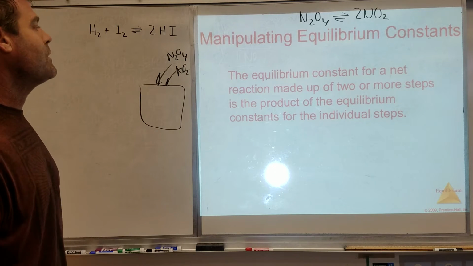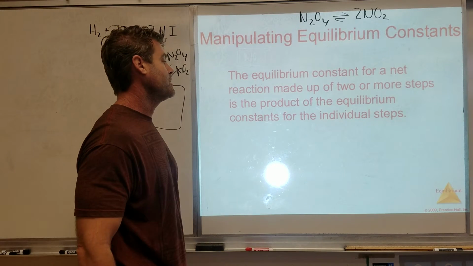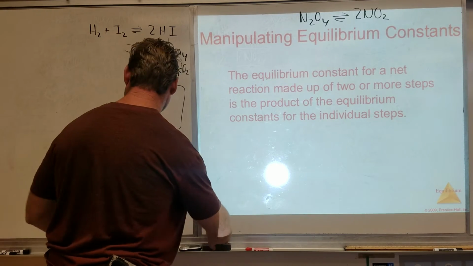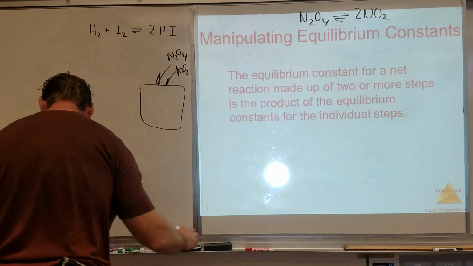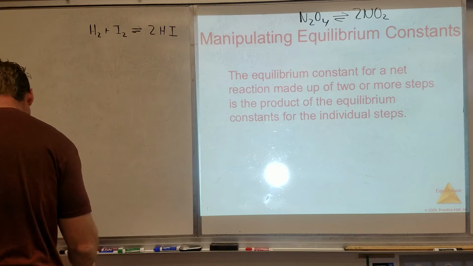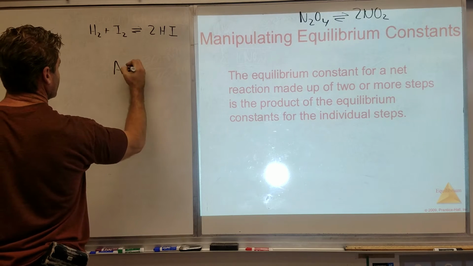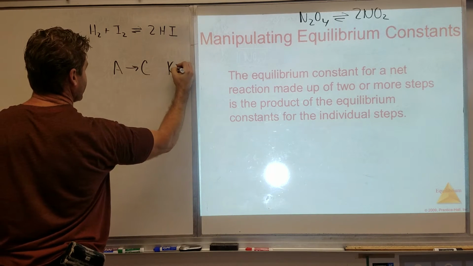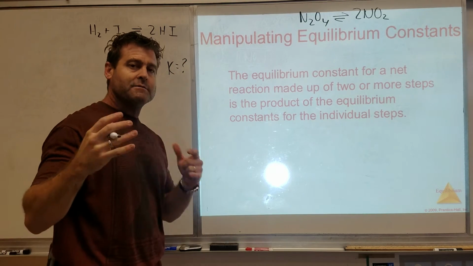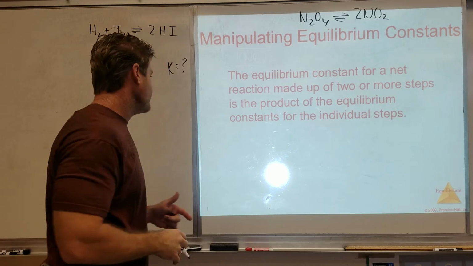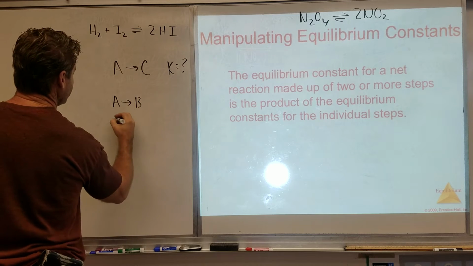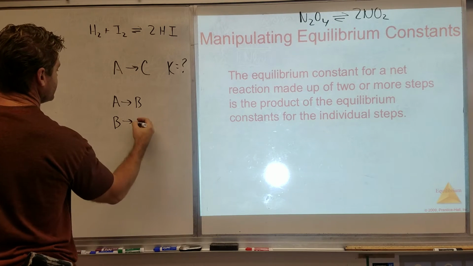The equilibrium constant for a net reaction made up of 2 or more steps is the product of the equilibrium constants for the individual steps. You're like, what? So, it's kind of like this. What we're saying here is, let's say we have A goes to C, and I want to know what the K value is. But let's say I can break this up. You guys remember we have different reaction mechanisms. A lot of chemical reactions are more than one step. So let's say in reality it goes from A to B, and then B, let's say it's an intermediate, gets used up and produces C.